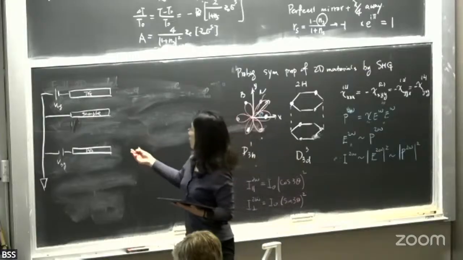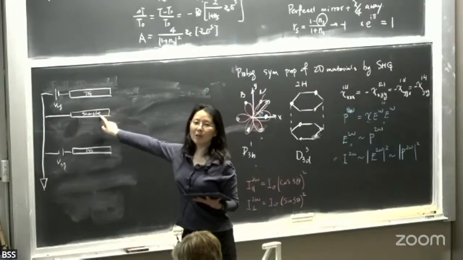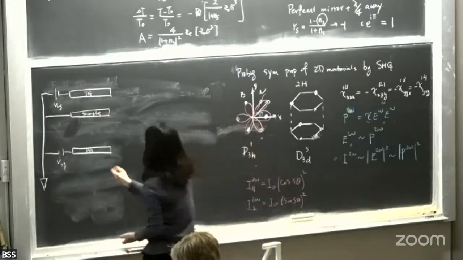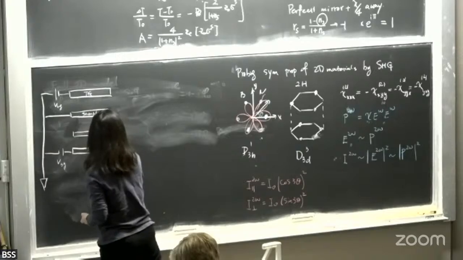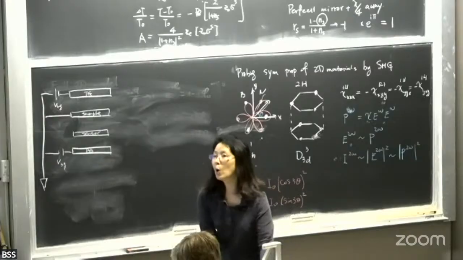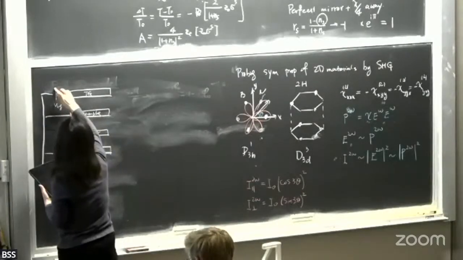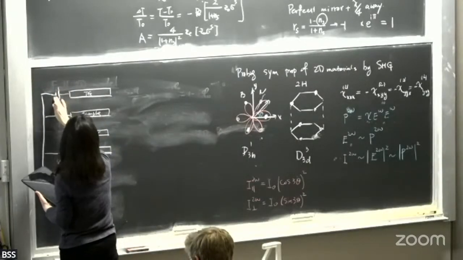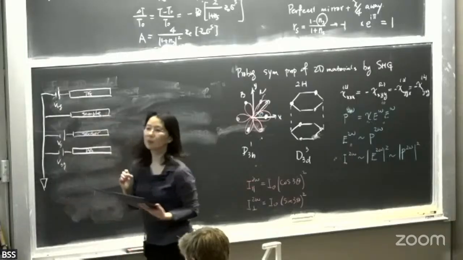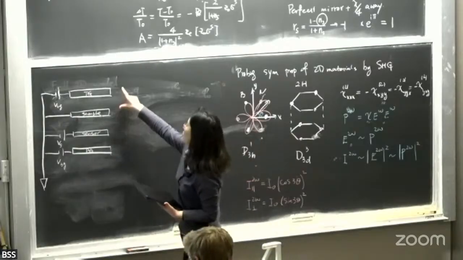But as I said, directly measuring the thermodynamic properties of this is difficult. So now we're going to introduce a sensor. I'm going to put a sensor here. And for this sensor, I can hook up another voltage. I call it VS. This is the voltage applied to the sensor, okay?